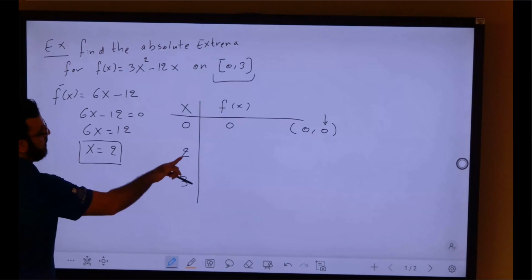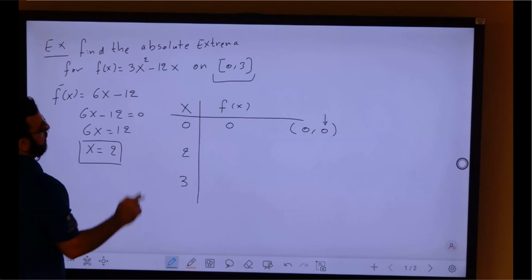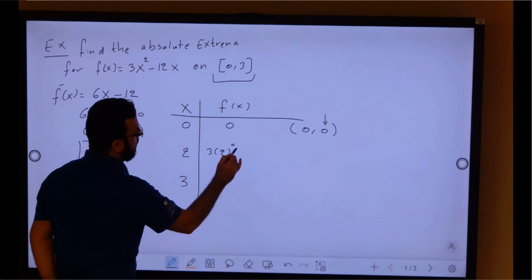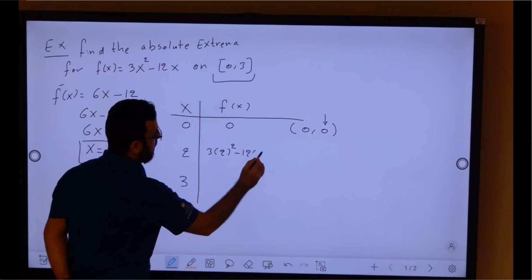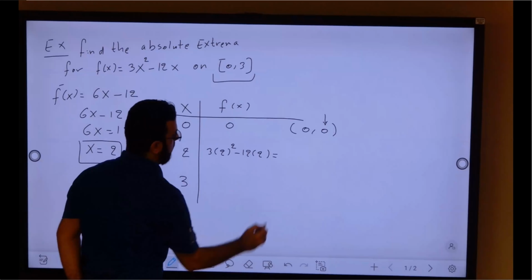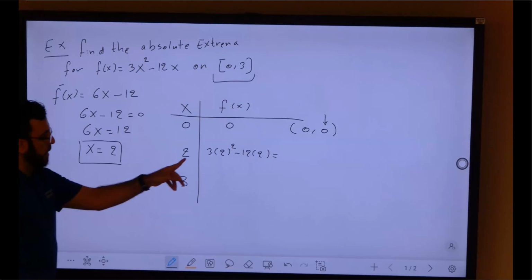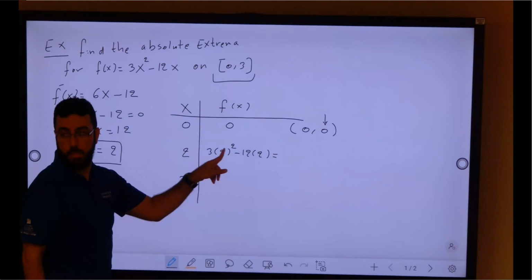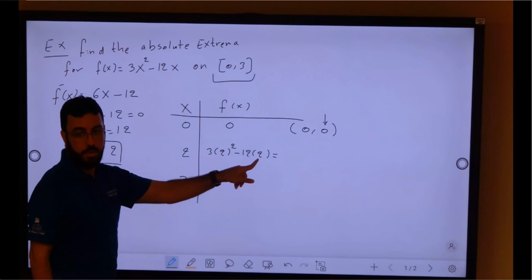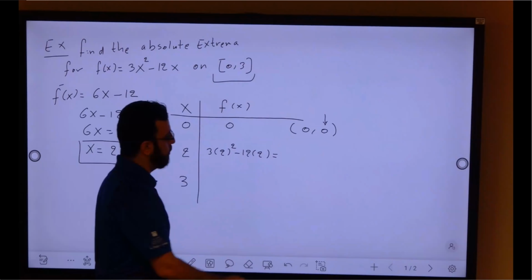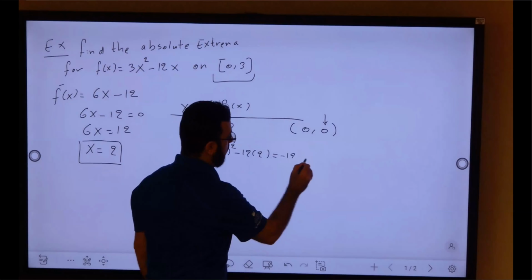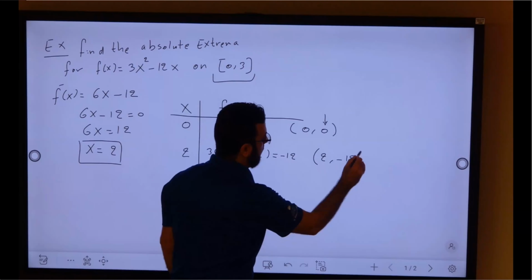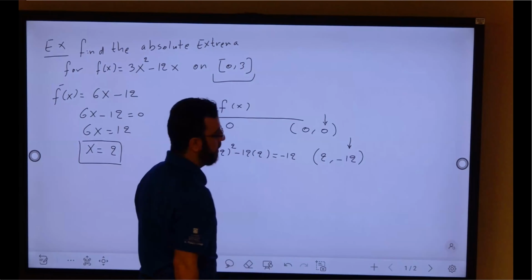Now plug in the 2 here. So it's going to be 3 times 2 squared minus 12 times 2, equal what? 12 minus 24. It's going to be negative 12. That means the other point is 2 and negative 12. Look at the y.